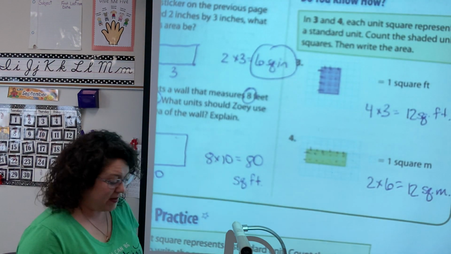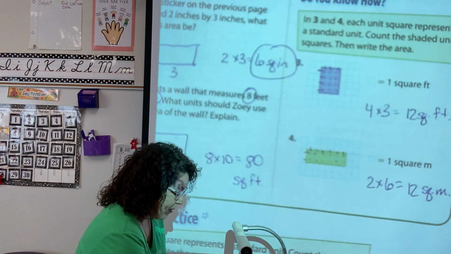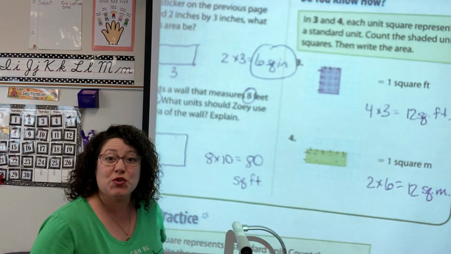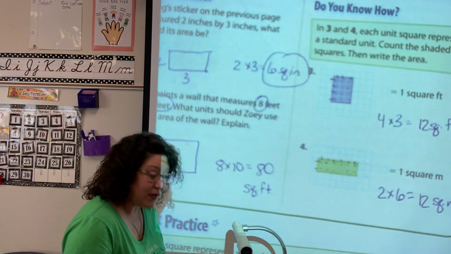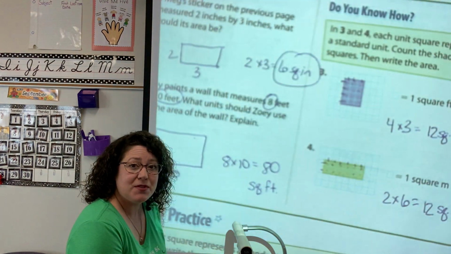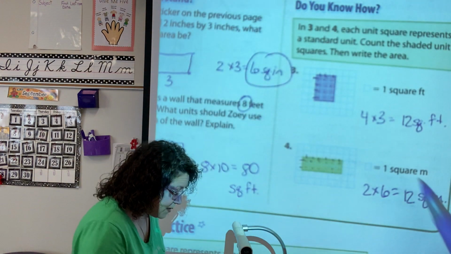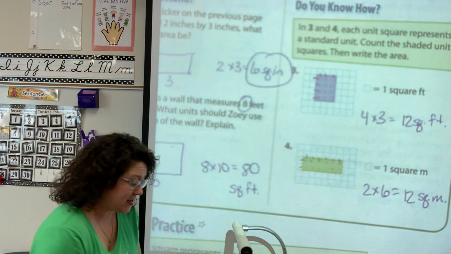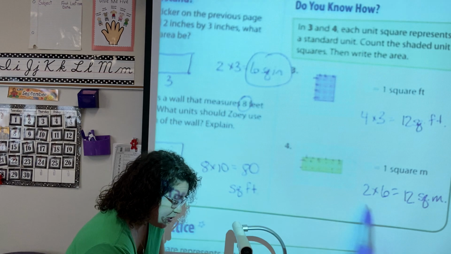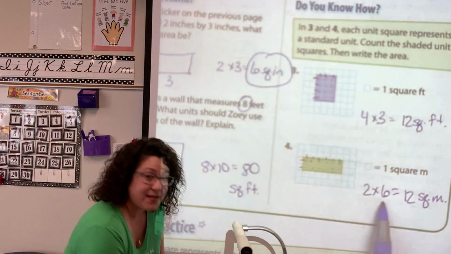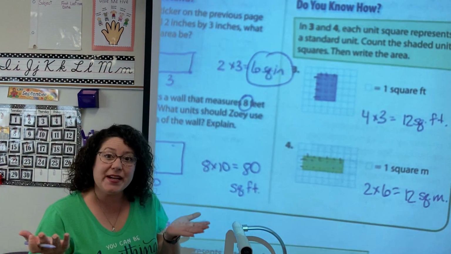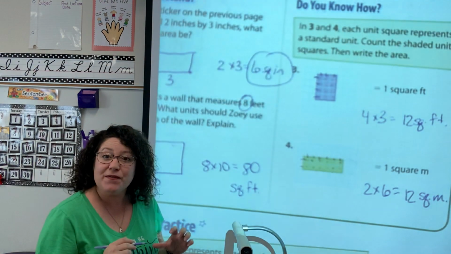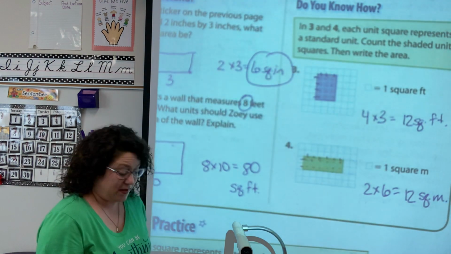There's not a whole lot of difference in the sizes. But what you'll notice is that they're both 12 units, 12 little squares, but the shapes are different. So it all depends on your factors and how many rows and how many columns. We have 4 here and 2 here, 3 here and 6 here. They still get 12, but the shape is different because the rows and columns are different.